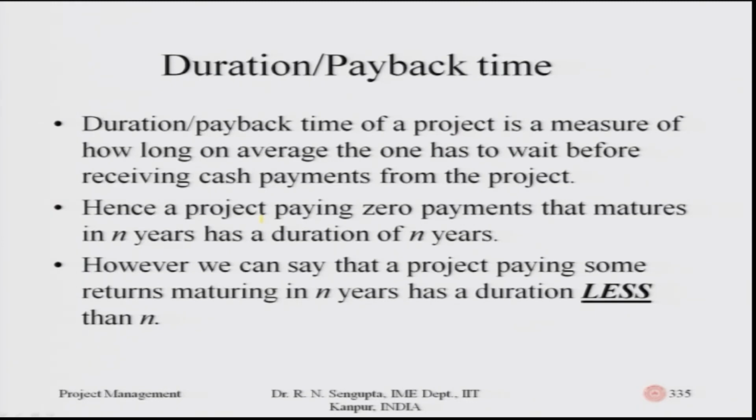And the last point in the 335th slide basically means that a project paying some returns maturing in n years has a duration less than n. That is, if I am getting some money before the 2 years, then I am able to retrieve my money from that project in a much faster duration. So, the duration would be less than 2 years.